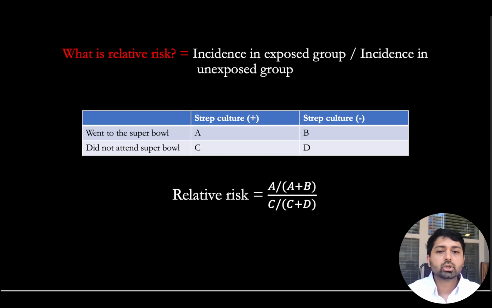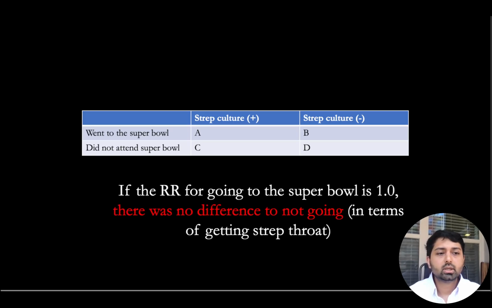Just going back to more elementary concepts, relative risk is basically the incidence in the exposed group over the incidence in the unexposed group. When you think about what a relative risk of 1 means, it means there is no difference between being exposed and not being exposed. I think this makes more sense with an example. Let's say we're looking at the incidence of strep throat and whether going to the Super Bowl made a difference. If we calculate a relative risk of 1, that means that going to the Super Bowl and not going, you had no difference in your risk of getting strep throat.